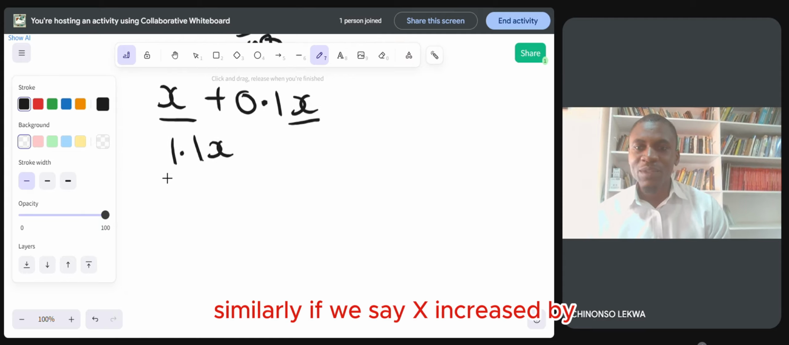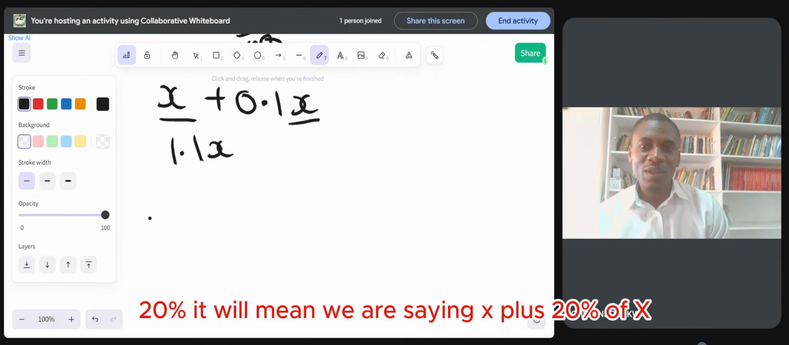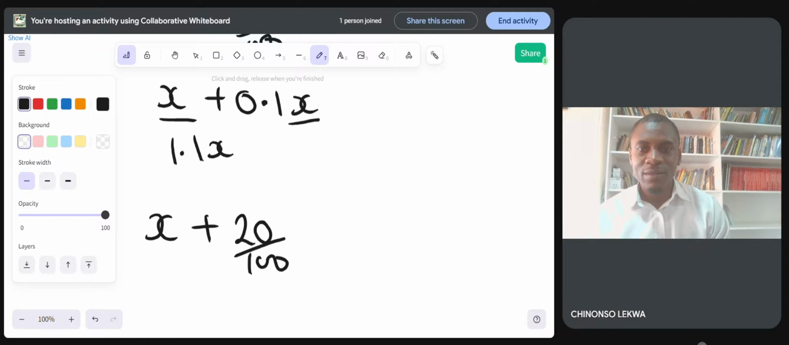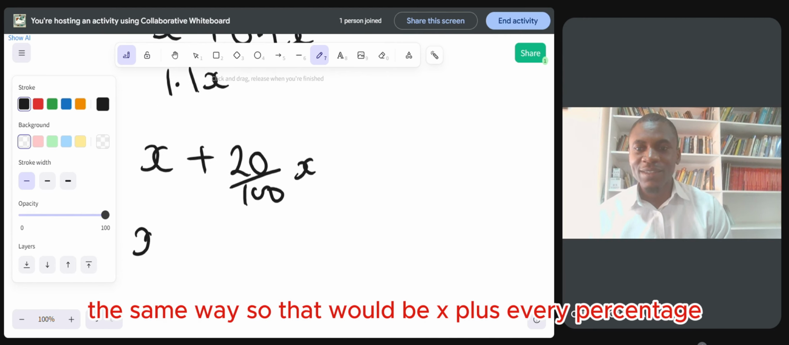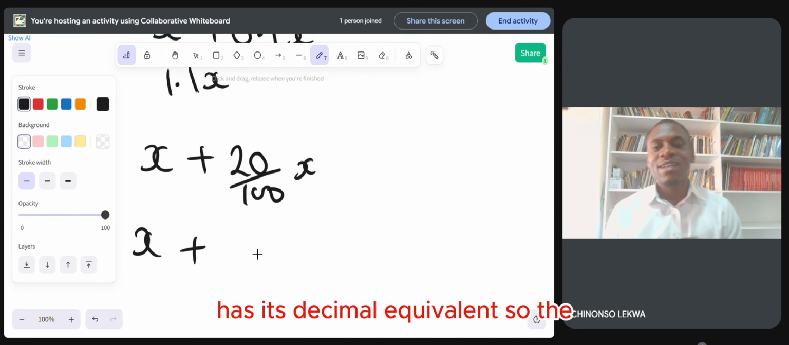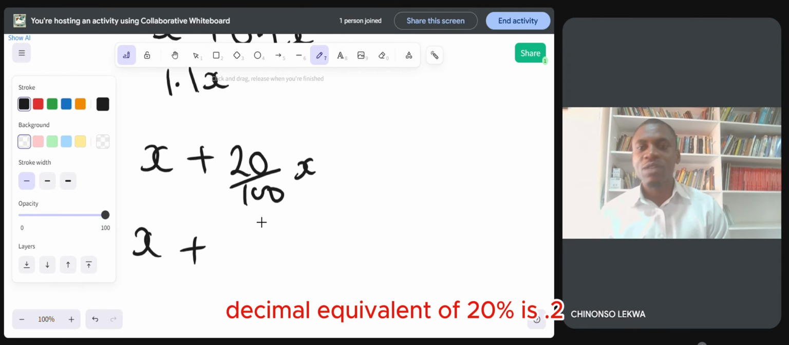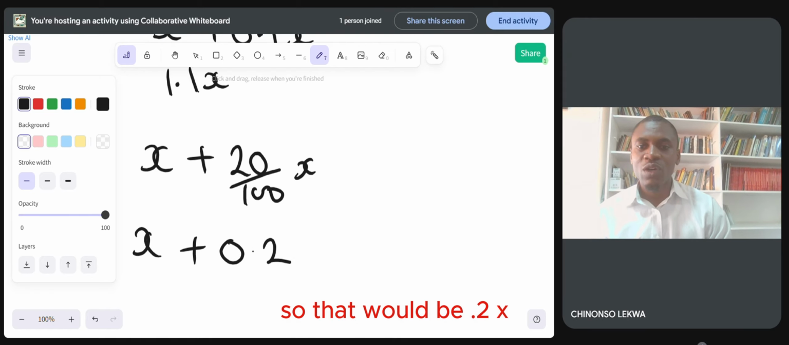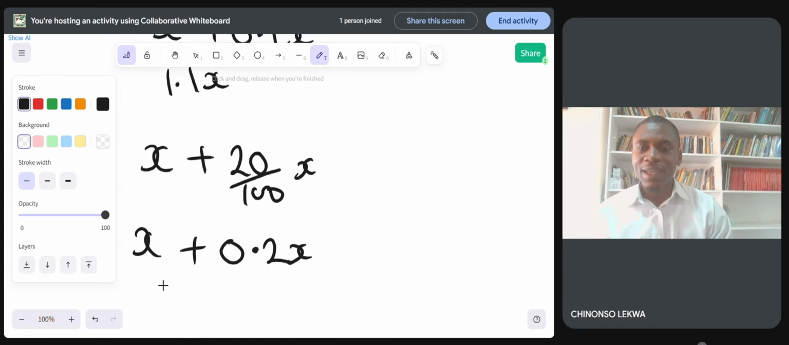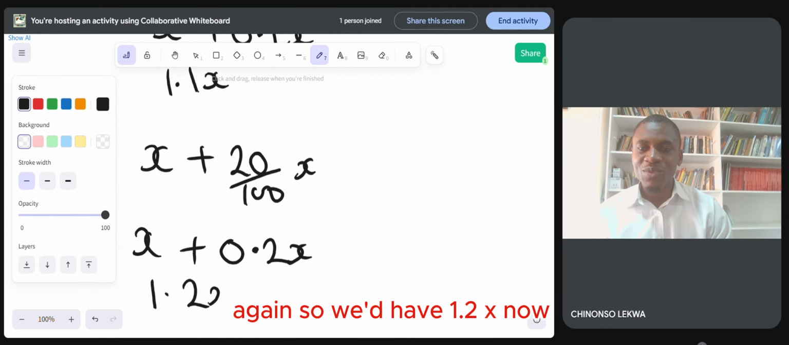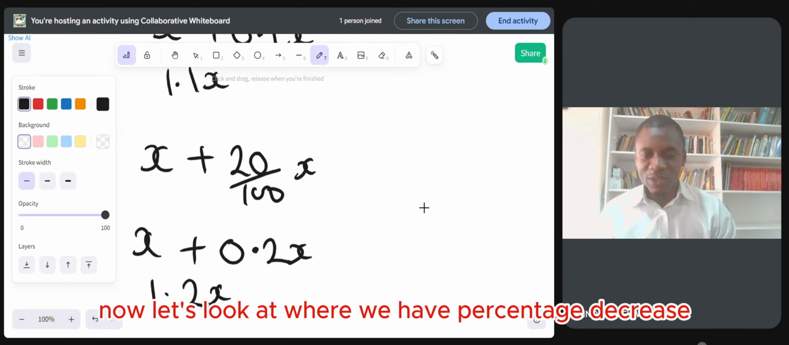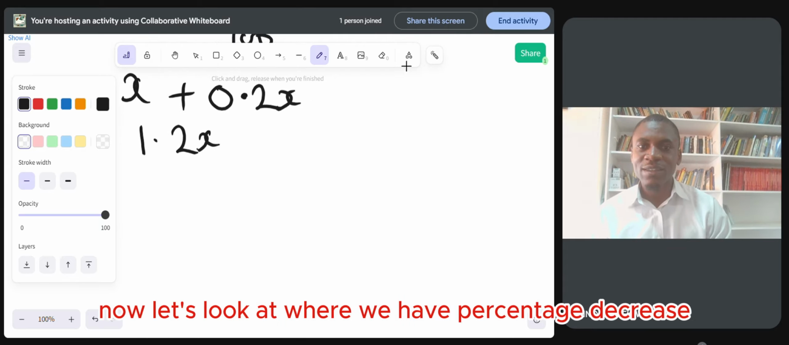Similarly, if we say x increased by 20%, it will mean we are saying x plus 20% of x. So the same way, that would be x plus, every percentage has its decimal equivalent. So the decimal equivalent of 20% is 0.2. So that would be 0.2x. Again, so we'd have 1.2x.